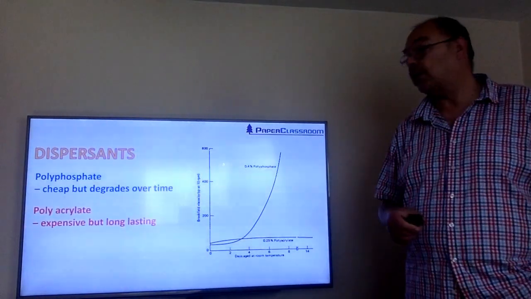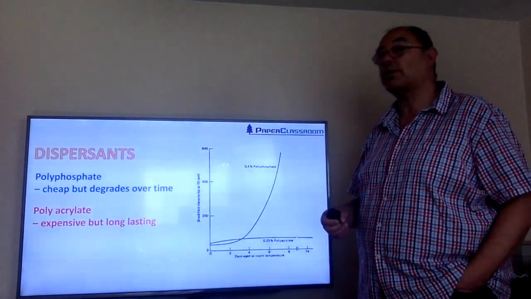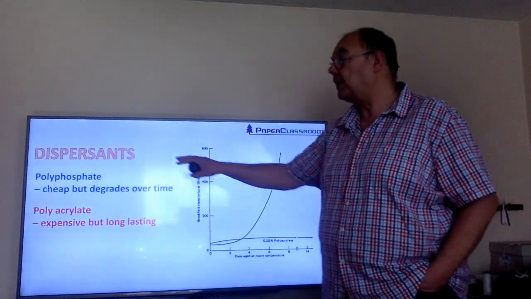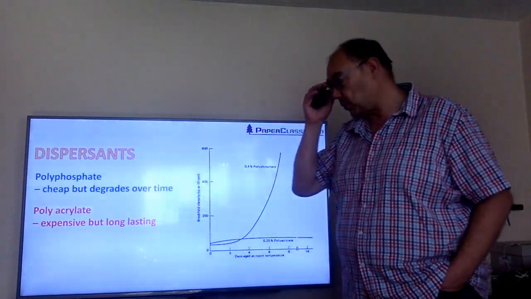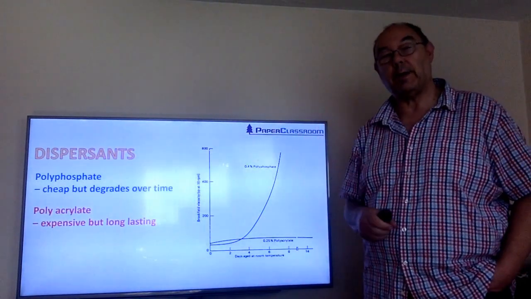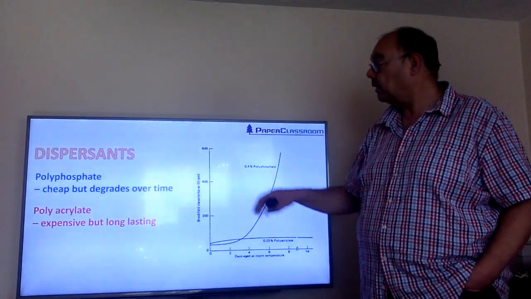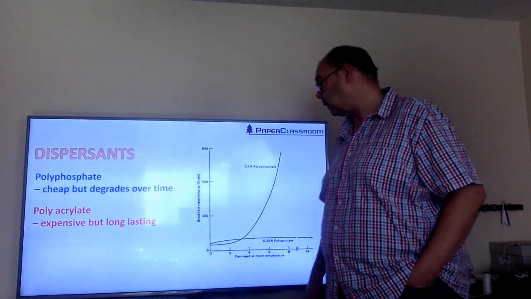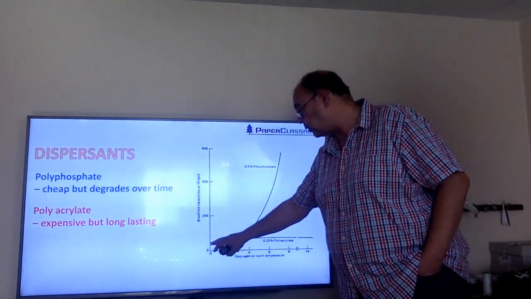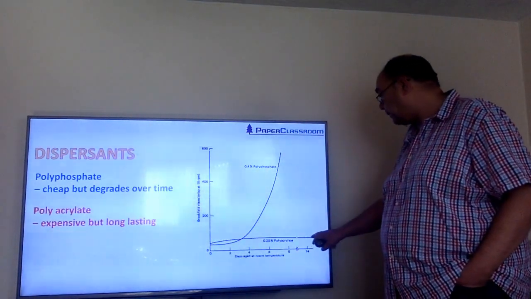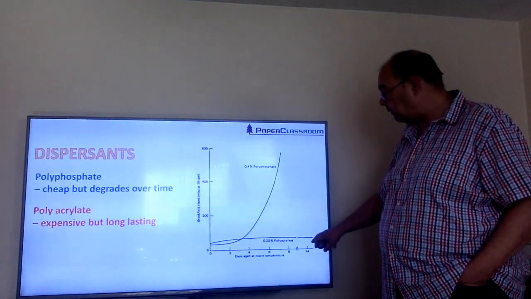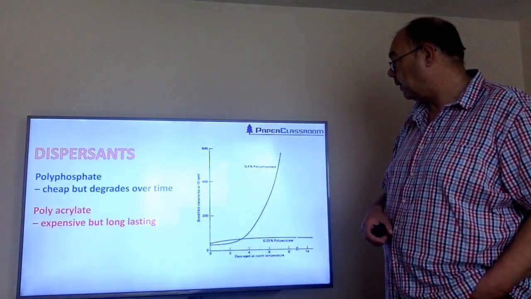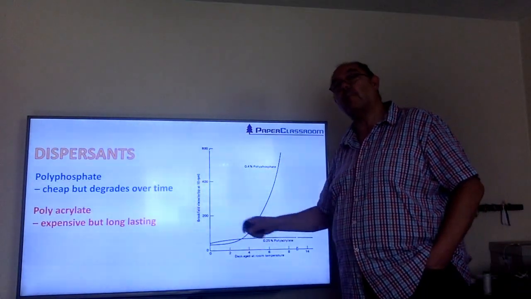The other type of dispersant is an organic dispersant, again ultimately derived from oil. These are polyacrylate dispersants. Dispex is a very common one that's used. These are expensive, but they're not attacked by water, so they're long lasting. So there you can see we put some Dispex in, and even after 14 days the viscosity of the solution is low, it's not causing any problems. It's not uncommon for people to use a mixture of both.